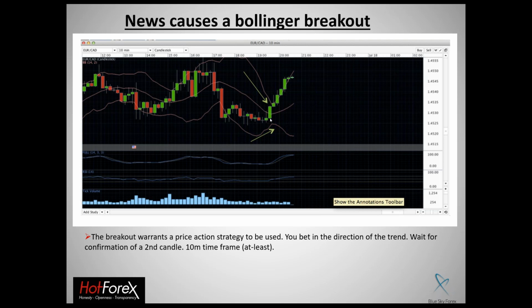Okay, so a Bollinger breakout. You see the market quite ranging, and here you see significant consolidation of the price before the news hits the market, and you see a Bollinger breakout. Okay, so if you're using a 10-minute chart or let's say 15-minute chart, okay, you see the price significantly consolidating.